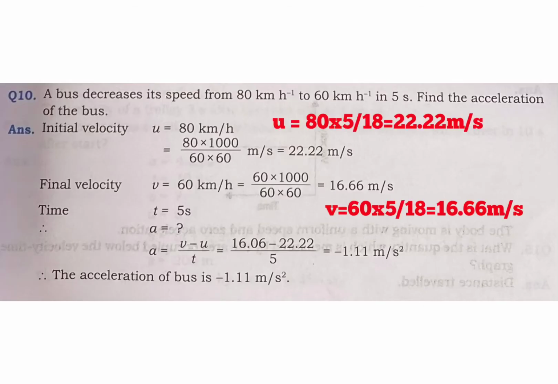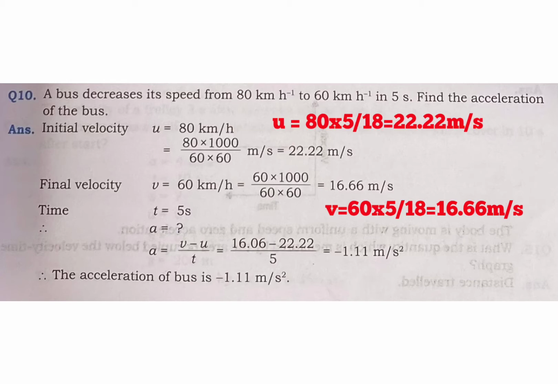Next question. A bus decreases its speed from 80 km per hour to 60 km per hour in 5 seconds. Find acceleration gained by the bus. See students, here speed of the bus is decreasing. So what will be produced? Retardation will be produced. So the value of acceleration which you will get will be negative. First of all, let us see the given parts. u, initial velocity is equal to 80 km per hour. v, final velocity is equal to 60 km per hour, and time t is equal to 5 seconds.